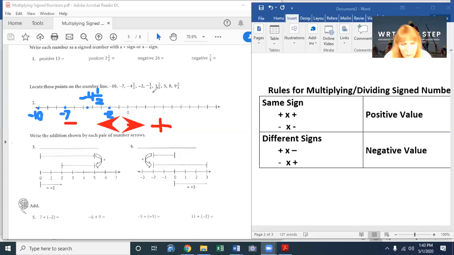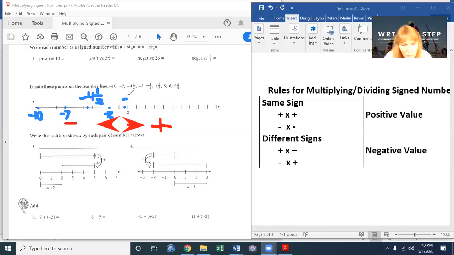And now we have negative 1/4. Okay, that one's going to be harder to show. Here's 0. Here's negative 1. Halfway in the middle is negative 1/2. Negative 1/4 is going to be a little bit closer to 0 than negative 1/2. So we're going to put it pretty close to 0, but not right on it.